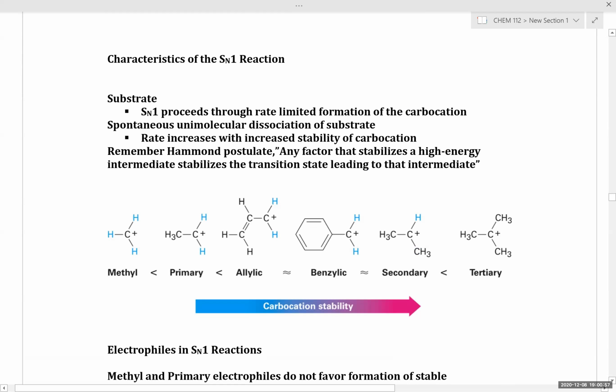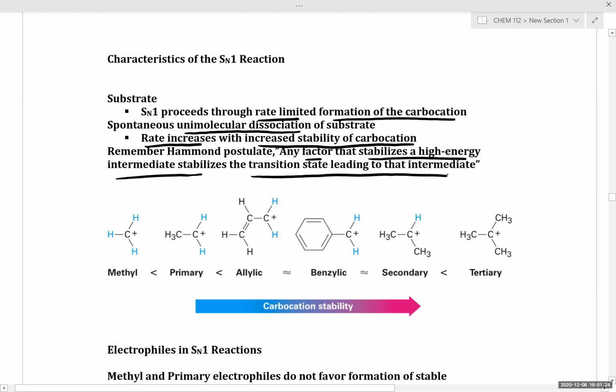Okay, let's talk about the characteristics of the SN1 reaction. The SN1 reaction proceeds through rate-limiting formation of the carbocation. This is a unimolecular process. The rate increases with increased stability of the carbocation. This is based on the idea that any factor that stabilizes a high energy intermediate stabilizes the transition state leading to that intermediate. So remember, our transition state resembles the carbocation intermediate.